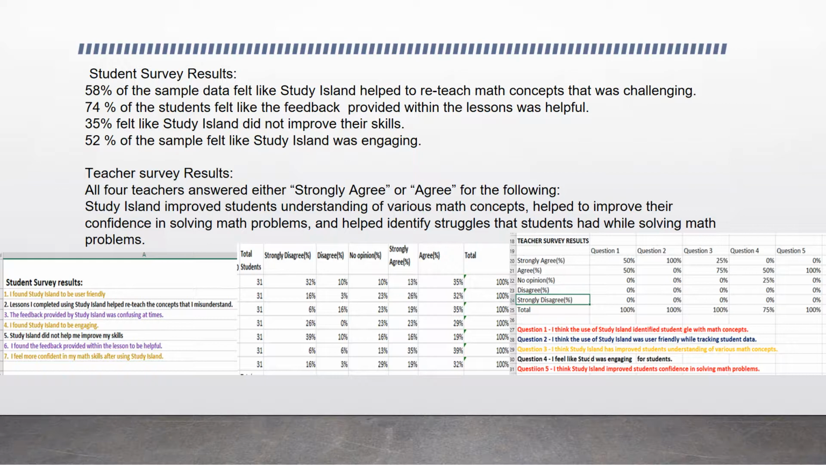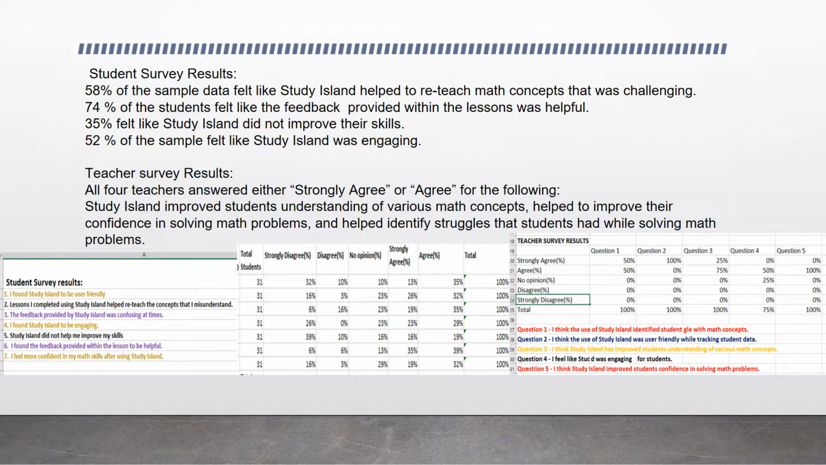Here are my student survey results, and 58% of students felt like Study Island helped to reteach the math concepts that were challenging. 74% of students felt like the feedback provided from Study Island within the lessons was helpful. 35 students felt like Study Island did not improve their skills, and 52% of students felt like Study Island was engaging.